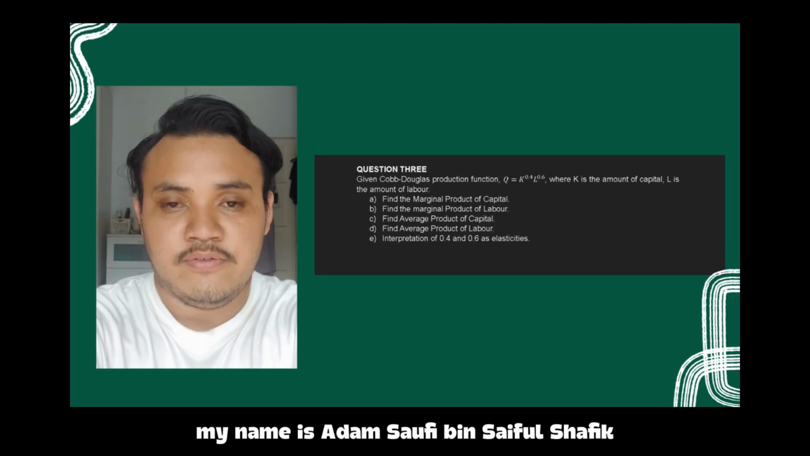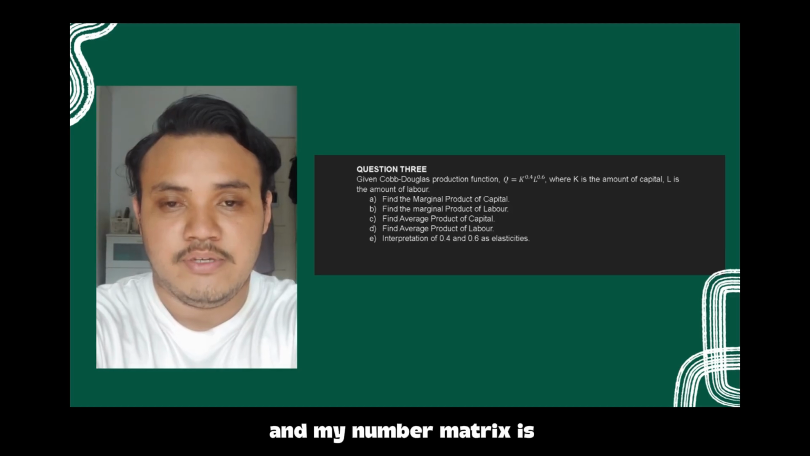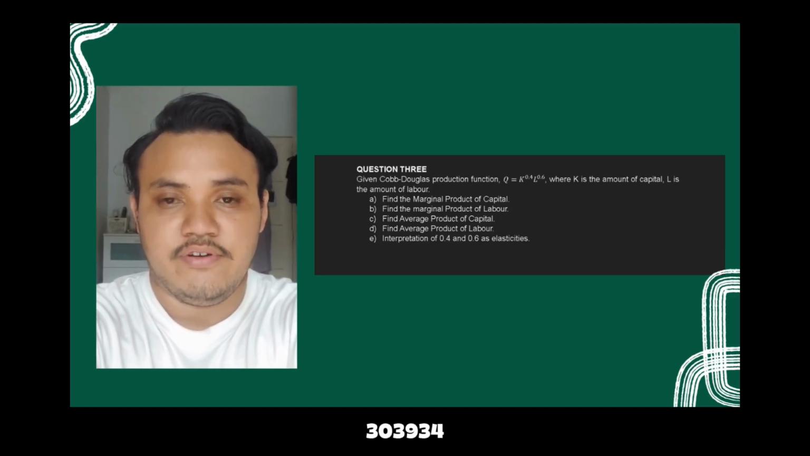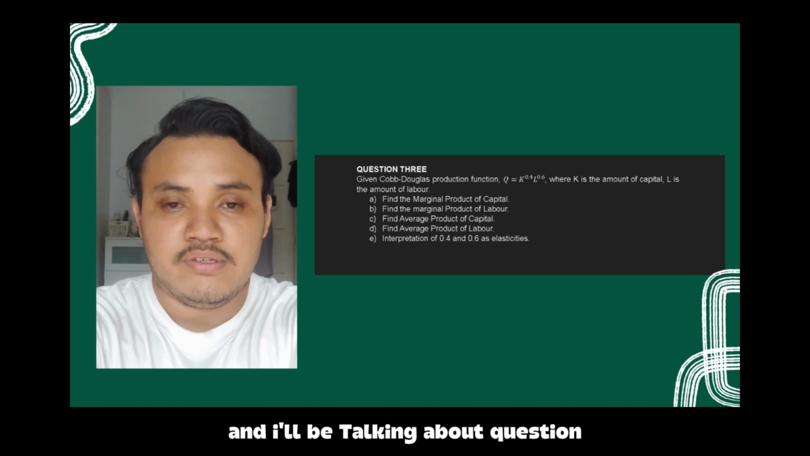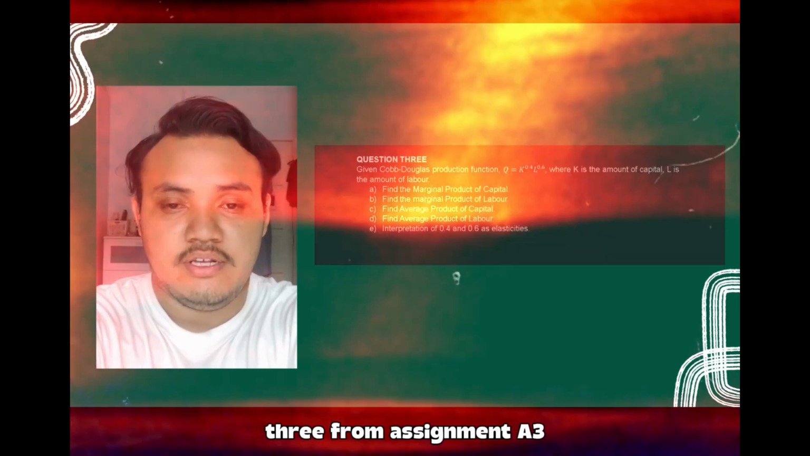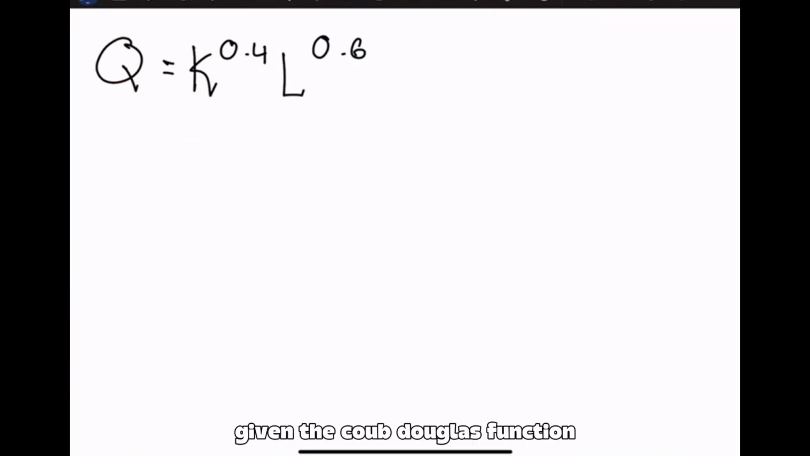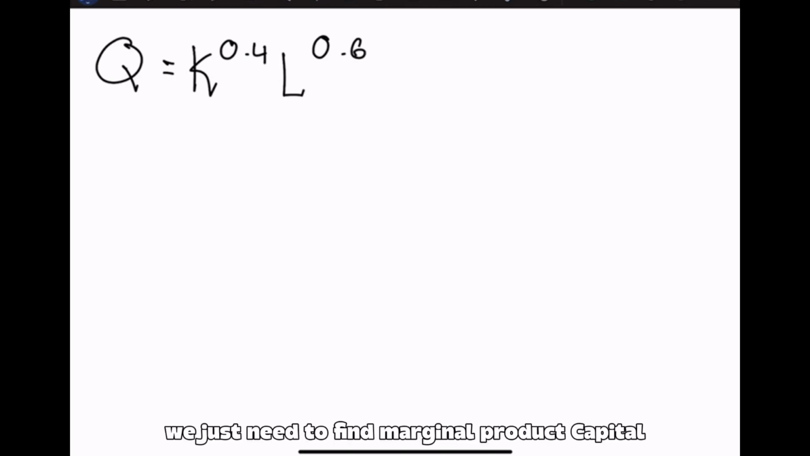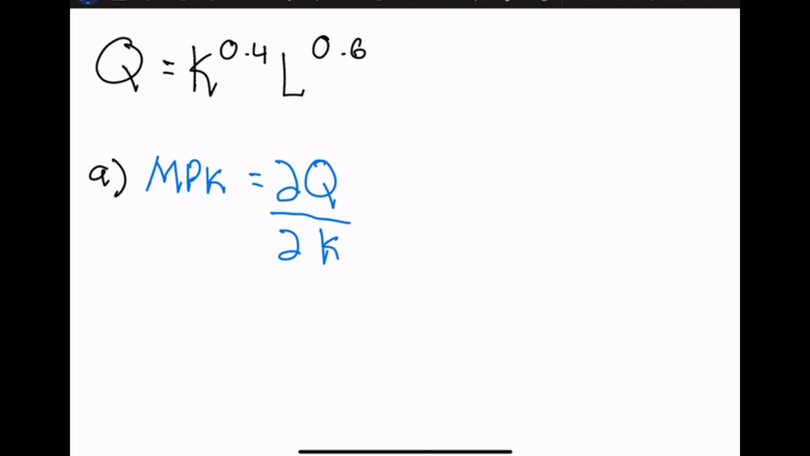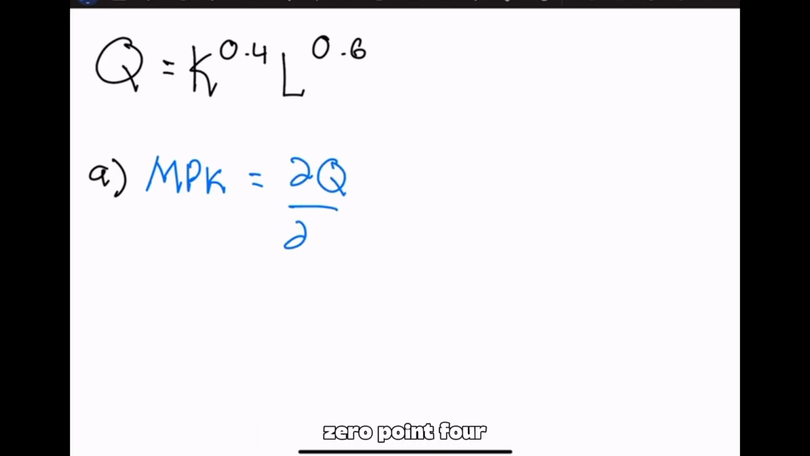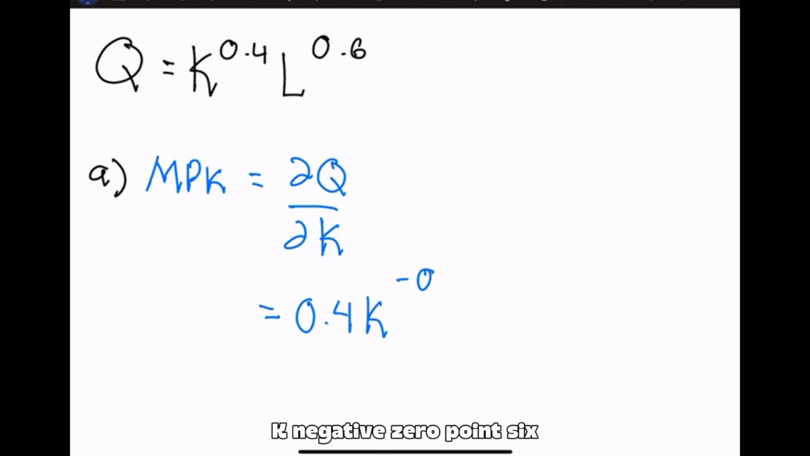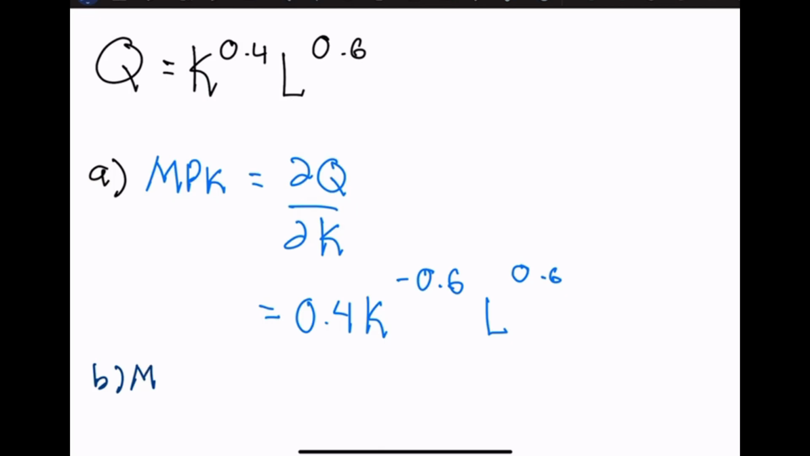My name is Adam Saufi bin Saiful Shafi, and my matrix number is 303934, and I'll be talking about question 3 from assignment A3. Given Cobb-Douglas function Q equal to K^0.4 L^0.6, we just need to find marginal product of capital, which is dQ over dK, and we will get 0.4 K^-0.6 L^0.4.